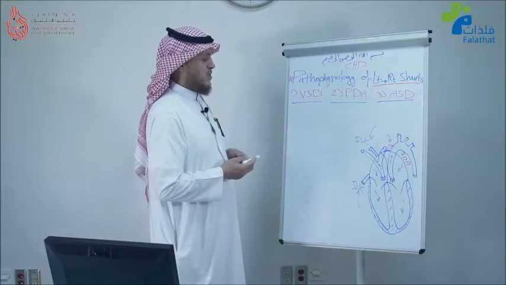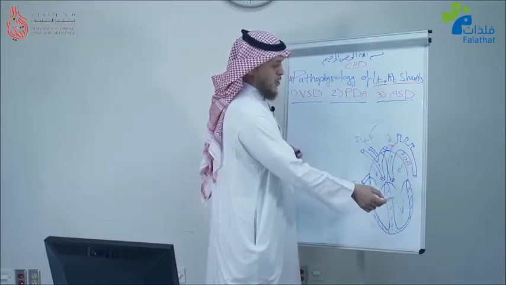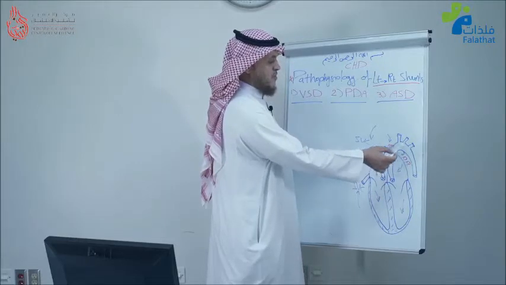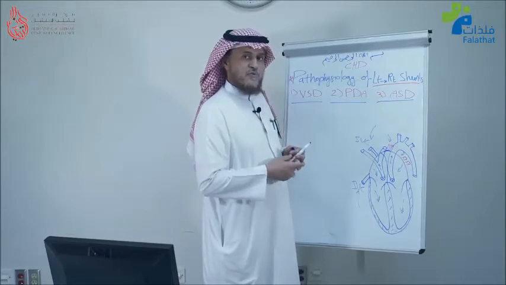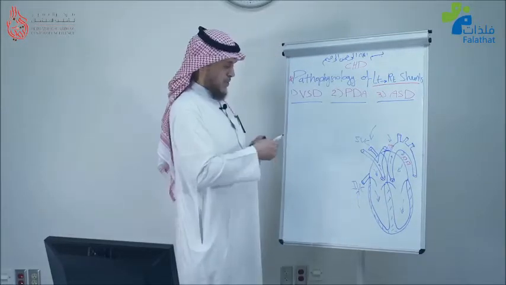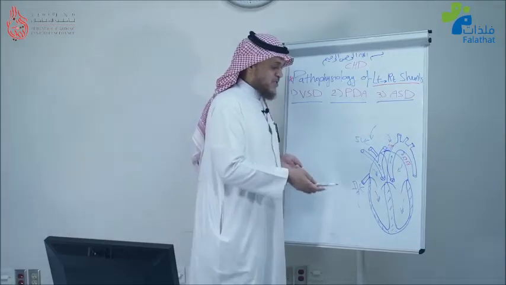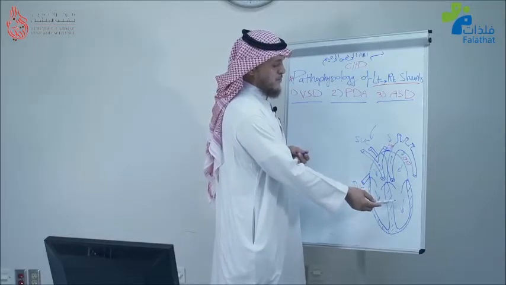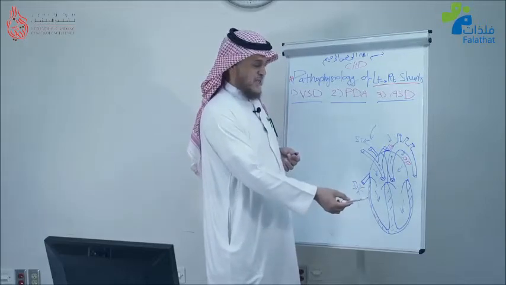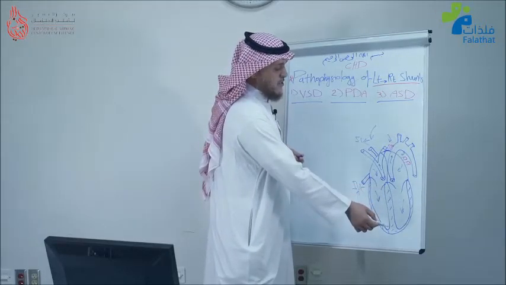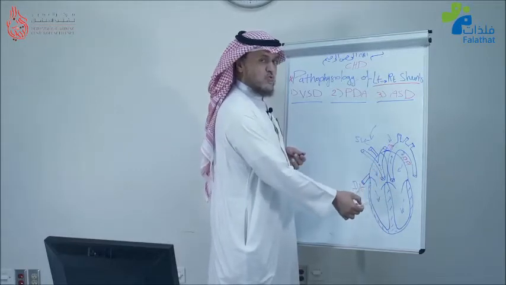When we say left to right shunt, that means there is blood either from here or from the aorta that can go to the right side. So how can we figure out that? That's not difficult actually, and I'm going to use the drawing to just give the possibilities. So the possibility of a left to right shunt from the left ventricle has to be through the interventricular septum most of the time. So what is the interventricular septum? It's the muscular barrier or wall between the two ventricles.